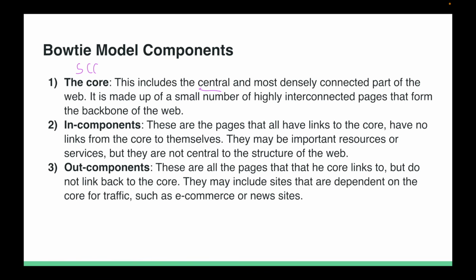These are pages that all have links to the core, to this dense connection of sites, but don't have any links from the core to themselves. They're usually important resources or services, but they're not central to the structure of the web. We also have out components, and these are pages that the core links to, but do not link back to the core. So while in components link to the core, out components are linked to from the core. There are links from the core to pages classified as out components, but they don't link back to the core. Remember, when we're talking about in components and out components, we're talking about web pages, just to be clear. These could be sites that are dependent on the core for traffic, such as e-commerce or news sites.